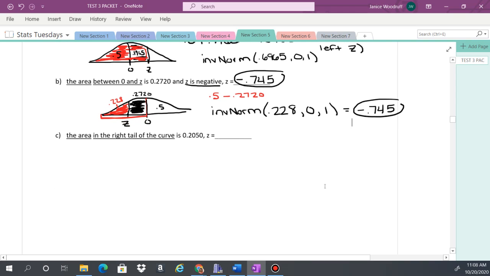Okay, and then we have the area in the right tail is 0.2050. So what does that look like? Let's draw it out. So in the right, that's over here. So about 20%. This is a little skewed. Sorry, I can't draw. Okay, but this area right here is 0.2050.